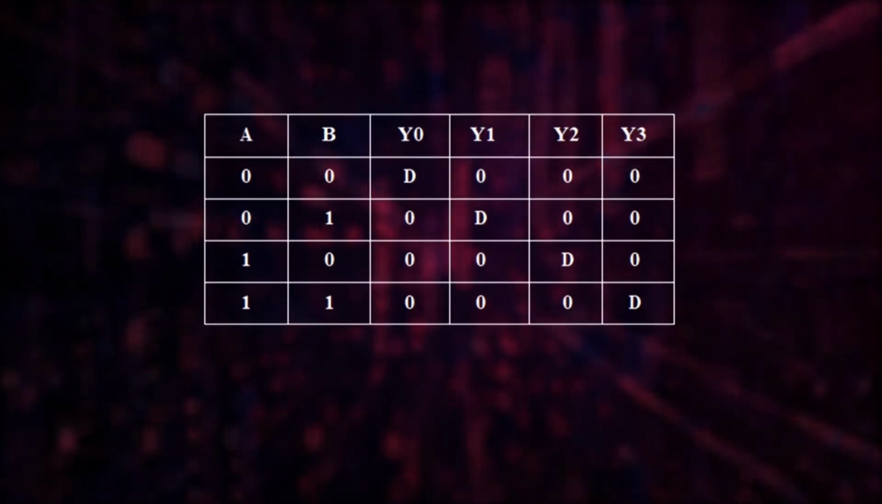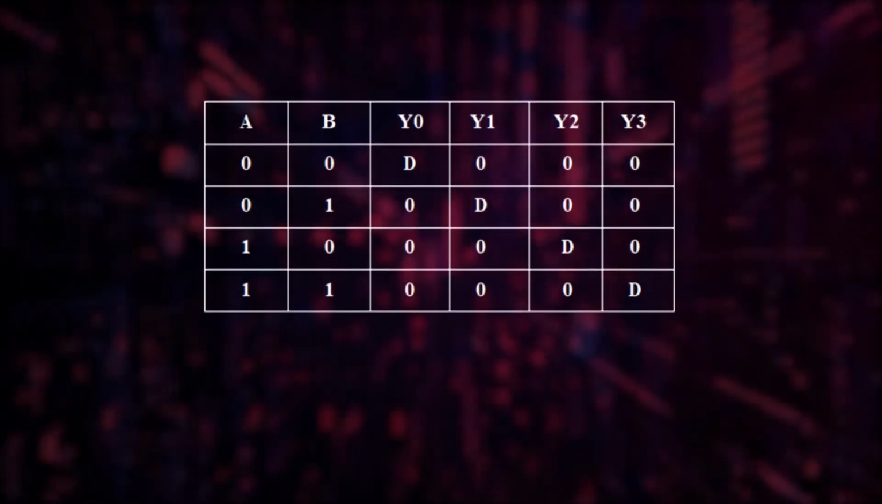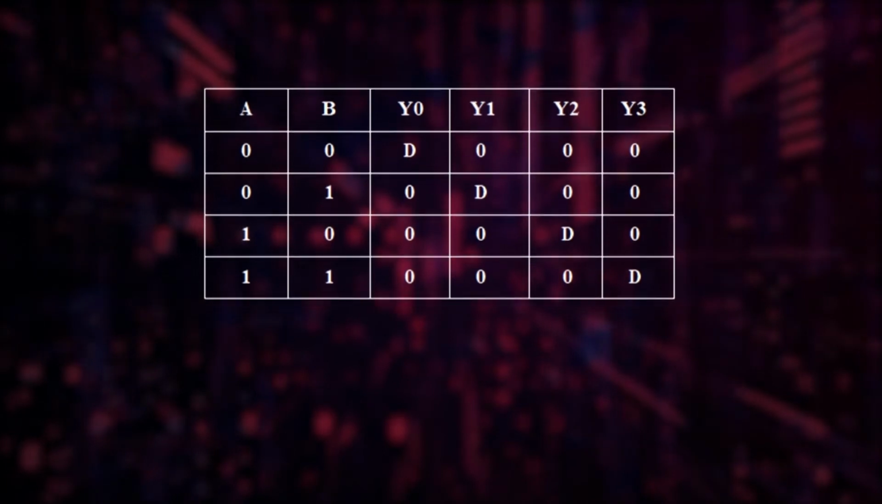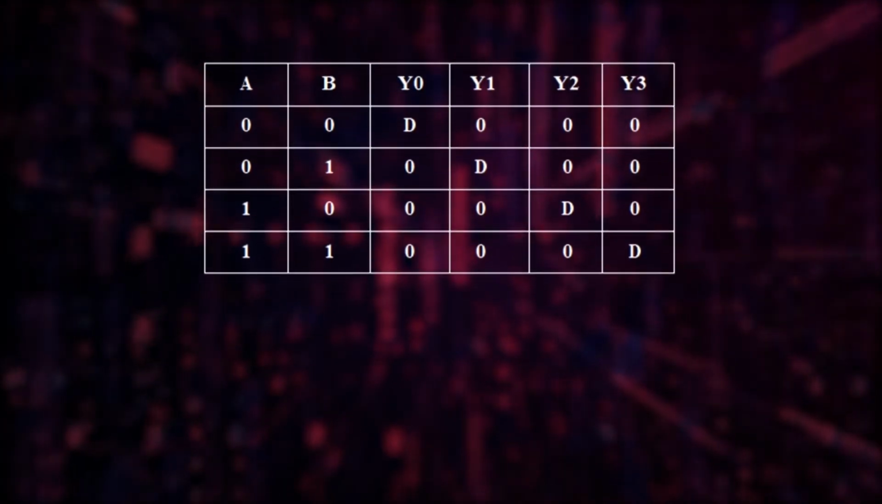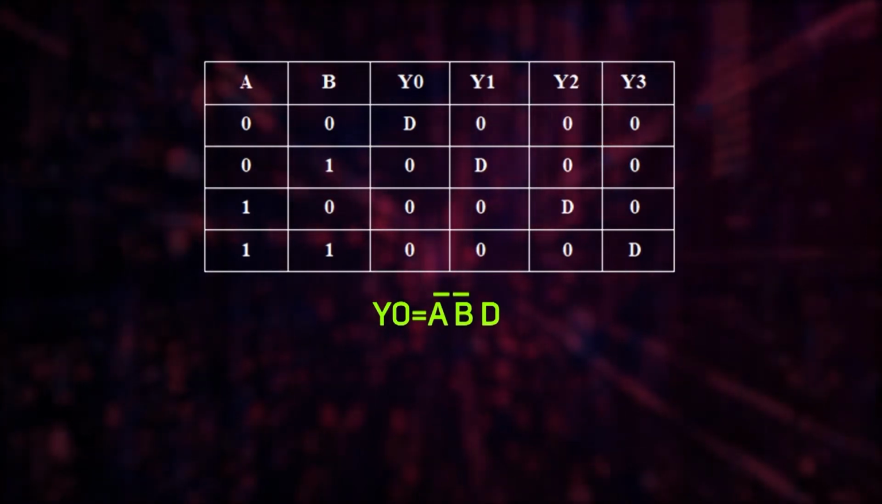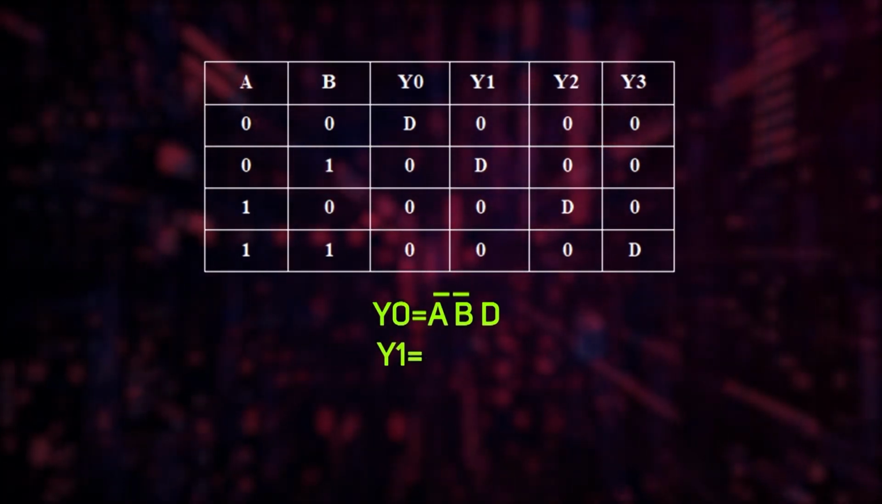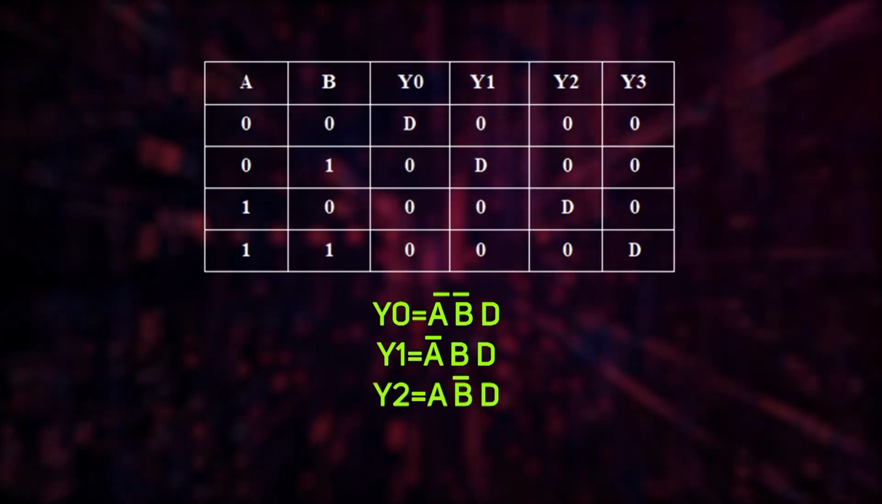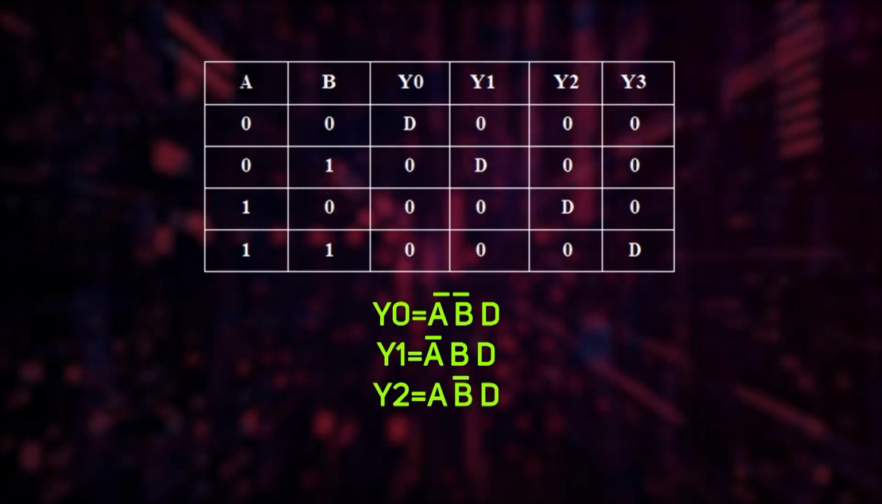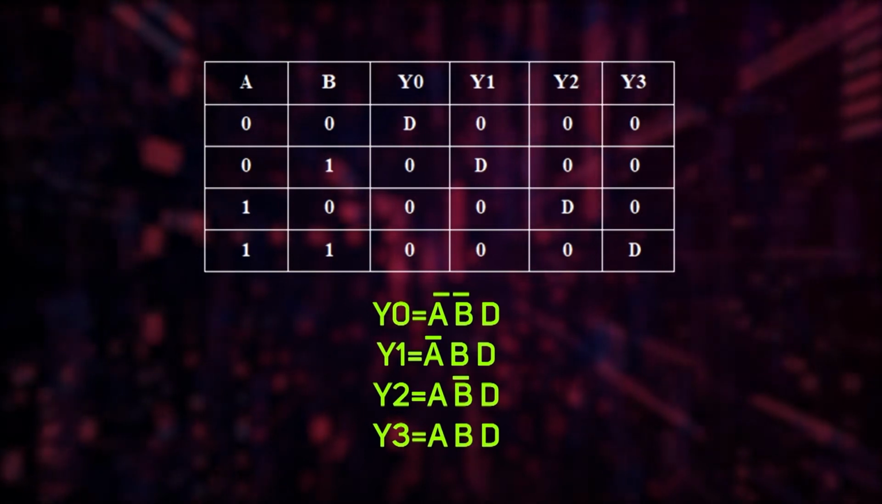From the truth table, we can derive the Boolean expression for each output term. Then we get the logical expressions for the different output terms as y0 equals A complement B complement D, y1 equals A complement B D, y2 equals A B complement D and y3 equals A B D.